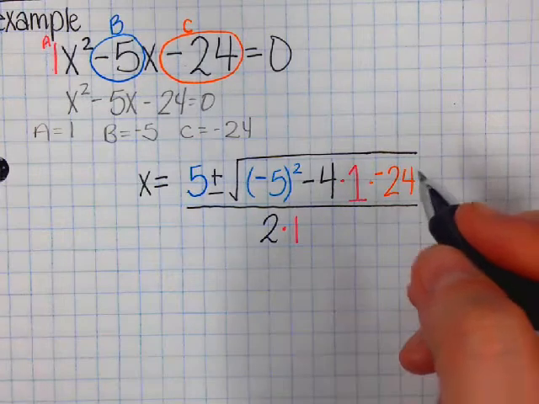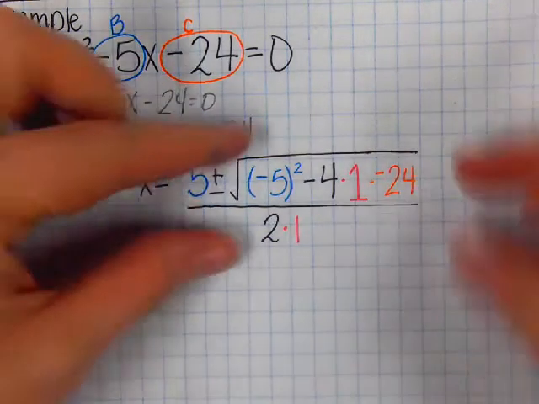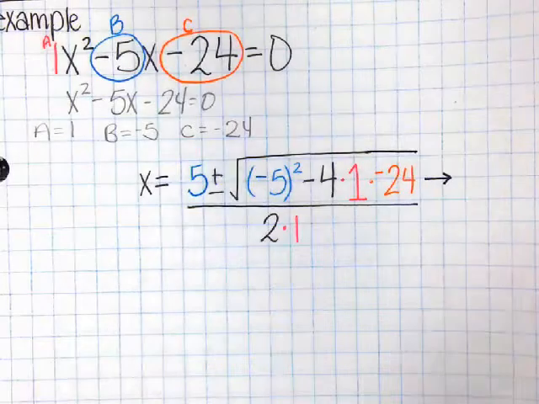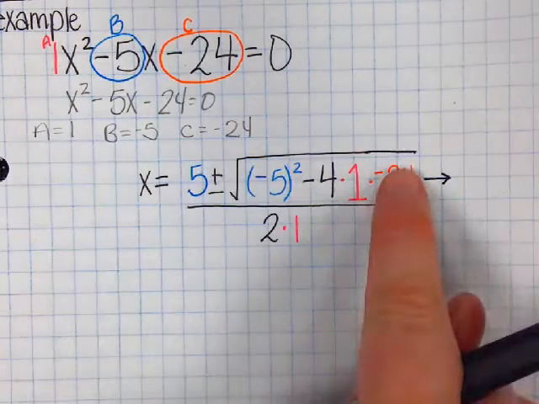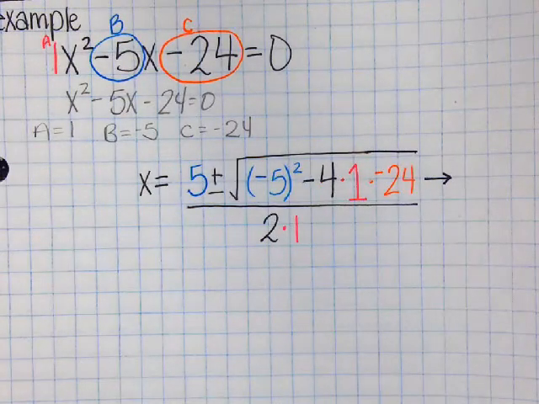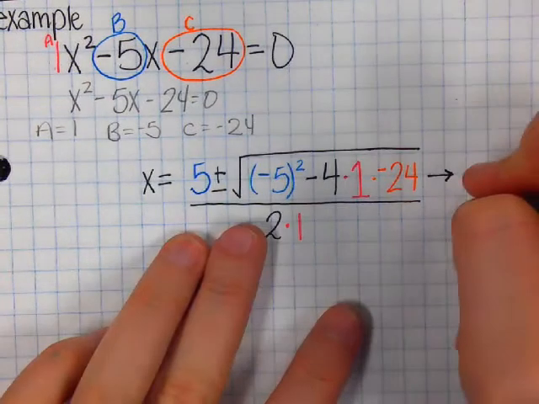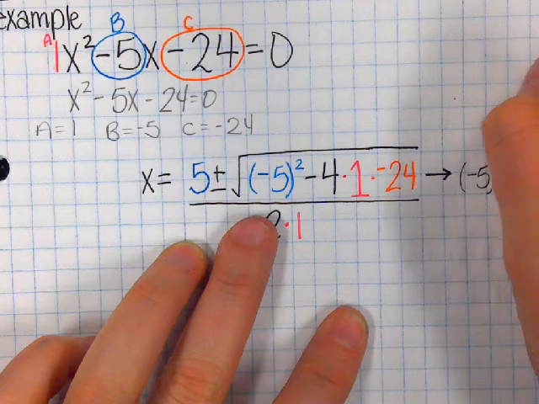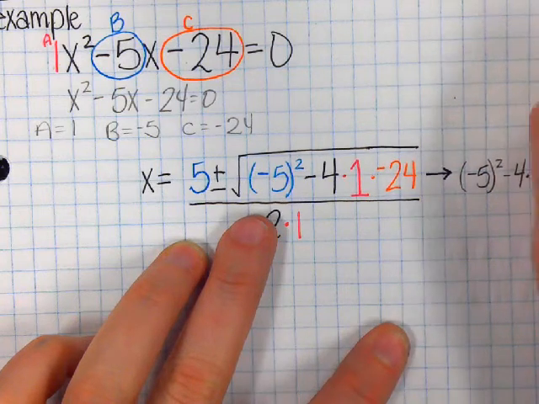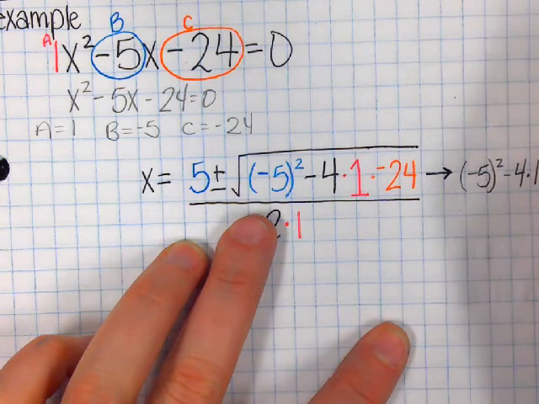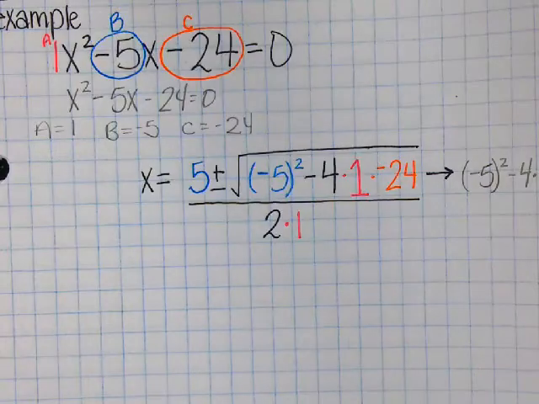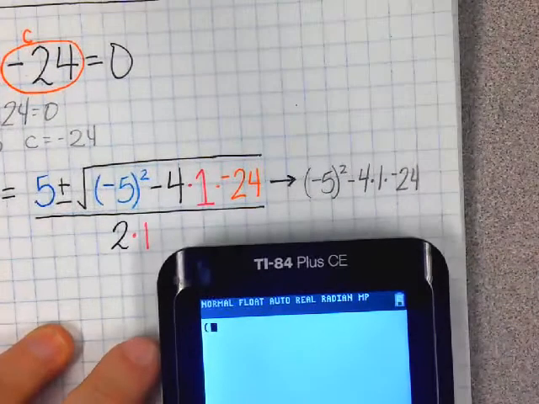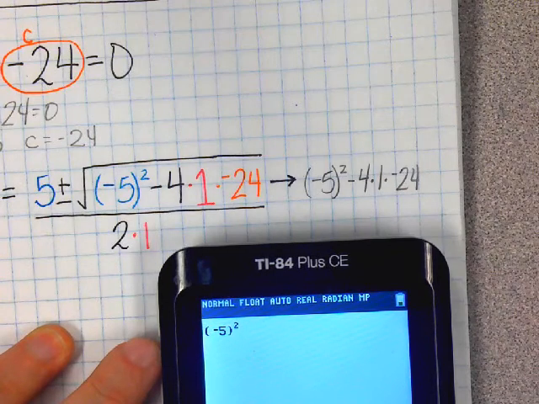Now, personally, in my opinion, I think it's easiest to find the value of the discriminant first. So I'll always go off to the side and find this information before I try to do all of it at once. So the square root, so negative 5 squared minus 4 times 1 times negative 24. You can just type that into a calculator, as long as you're careful.